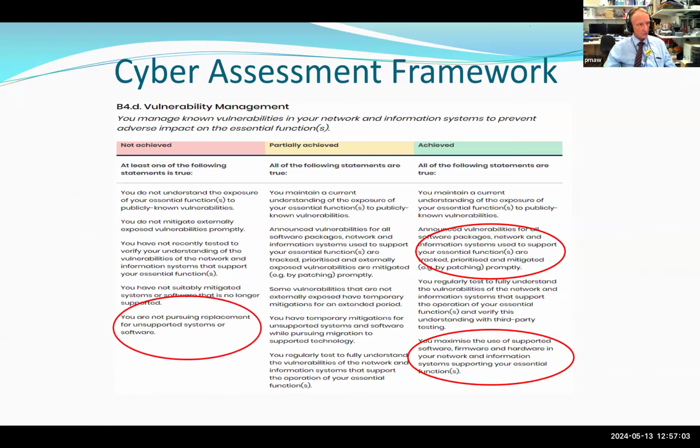So that was just a very quick overview of the cyber assessment framework. I was hoping to get somebody from NHS England today, but it seems like they're still not completely over their reorganization, and nobody was able to attend today.